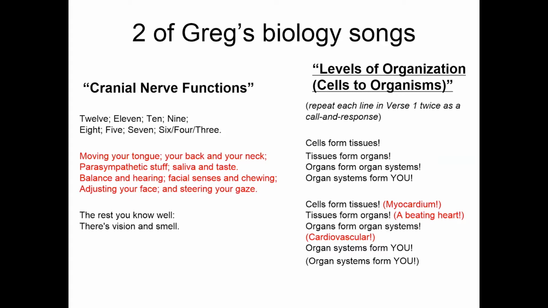So the song on the right, Levels of Organisms, Cells to Organisms, I was imagining that students could be asked in advance, maybe a pre-question where students first put in order the hierarchical sequence of cells, tissues, organs, organ systems. But then the real payoff would be having students give examples of each of those, like the words that I put in red, where again, there's no strict rhyme scheme to follow. So instead of cardiovascular, maybe they might choose respiratory, and instead of a beating heart, they might say a breathing lung or something.